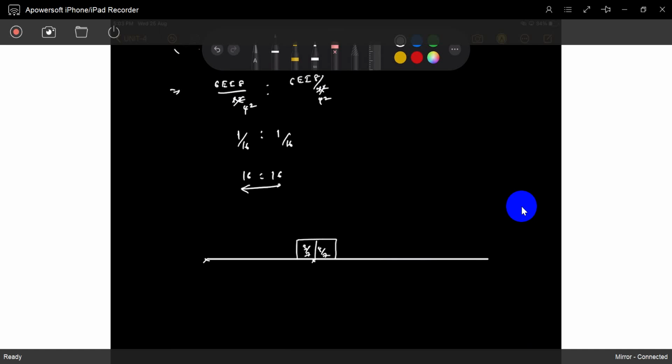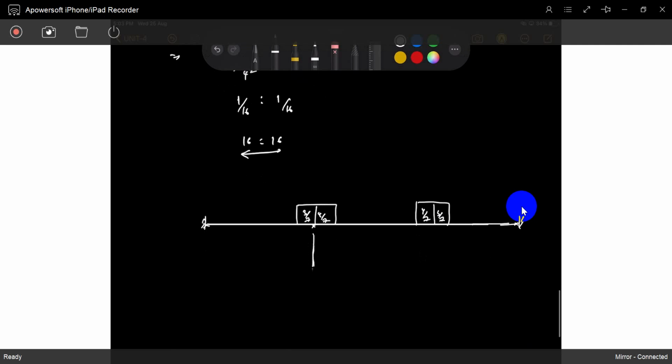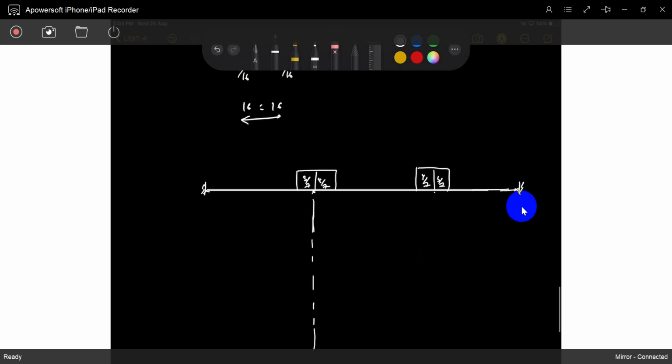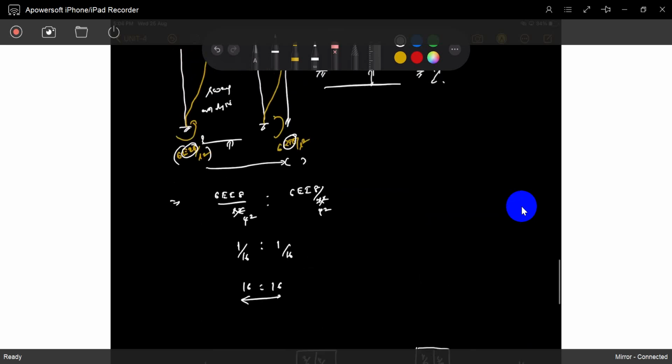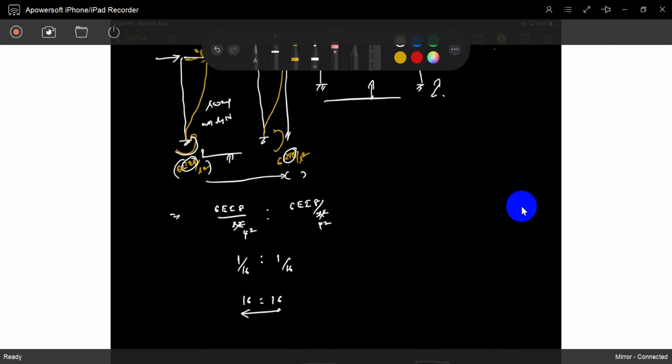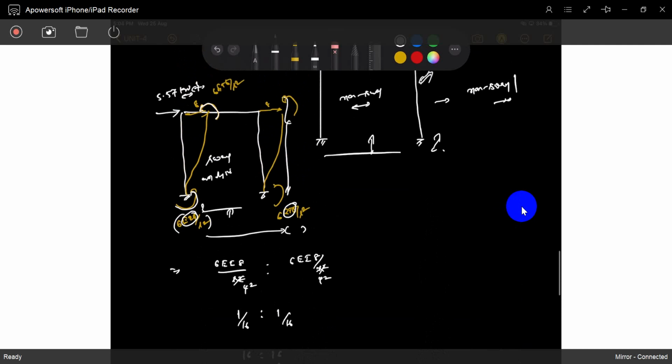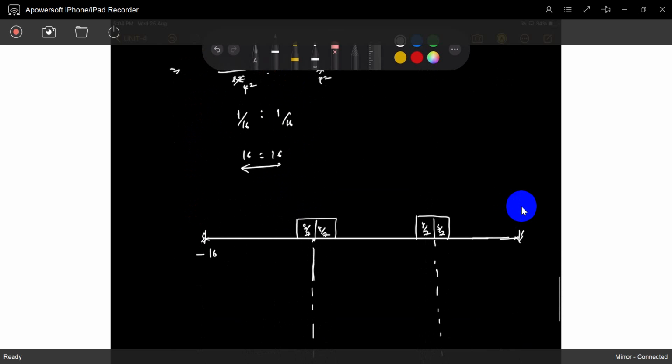Again, the distribution factors 3/7, 4/7, 4/7, 3/7. This is fixed. For the sway analysis, for the sway moments, this is anti-clockwise and this is also anti-clockwise. Observe it, don't confuse. -16, this is also -16. For BC, 0. -16, -16.